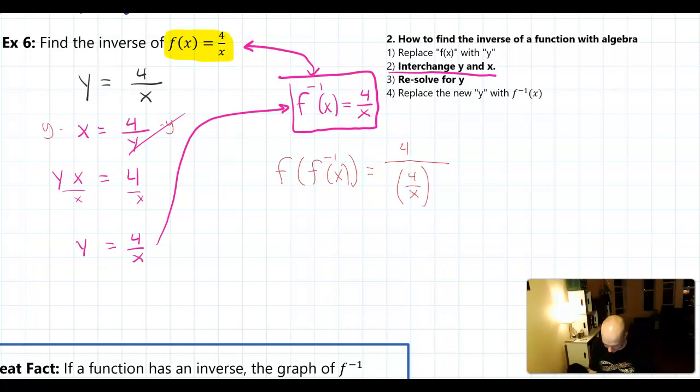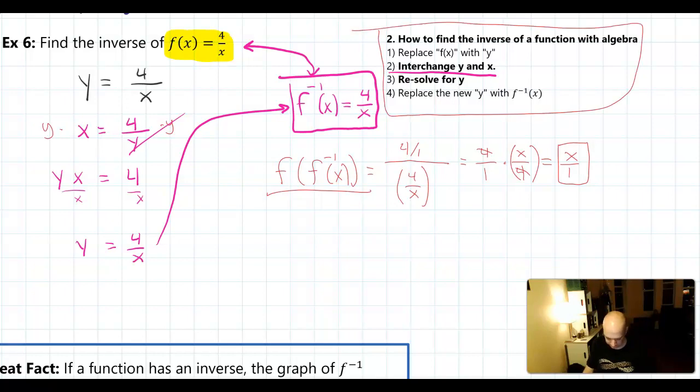Well, that 4 on top is really like 4 over 1, so this is really like 4 over 1 times x over 4. The 4's reduce out, and you get x over 1. So it is actually true that the inverse function of 4 over x is 4 over x. And that's cool, isn't it? It's also interesting, again, going back to that idea that inverse does not mean reciprocal always. Inverse means inverse using this definition, and we can find it using this procedure.